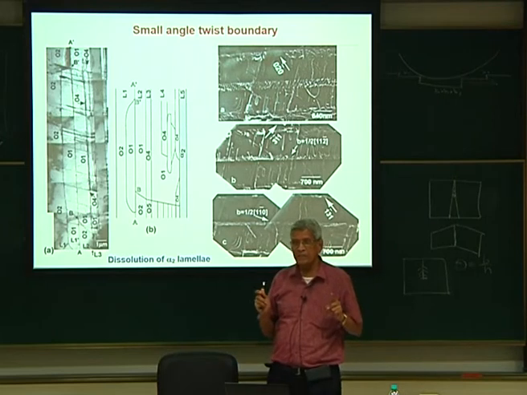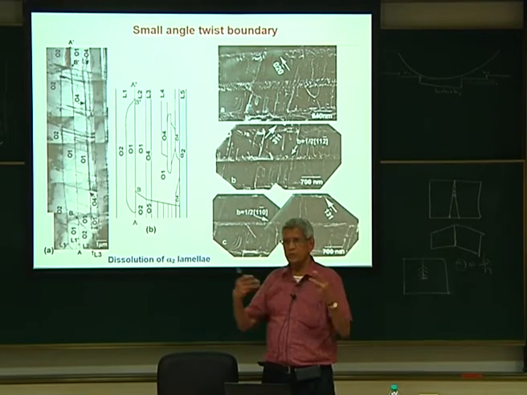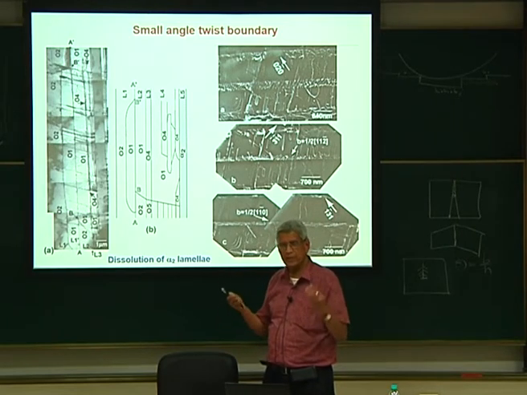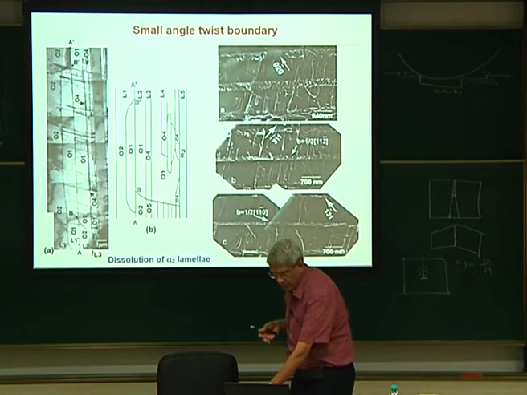Is this clear? So, this is one particular way in which a twist boundary can form. A twist boundary can form as a sub boundary during high temperature creep deformation or high temperature tests as well. Okay, that I will come to later.